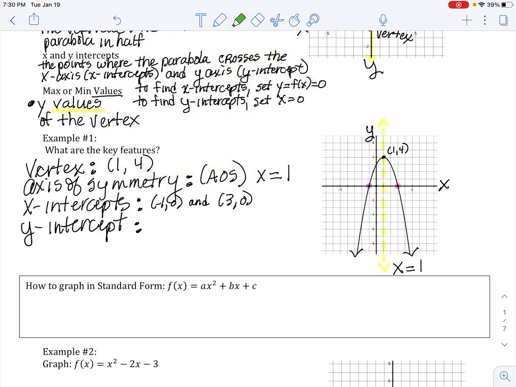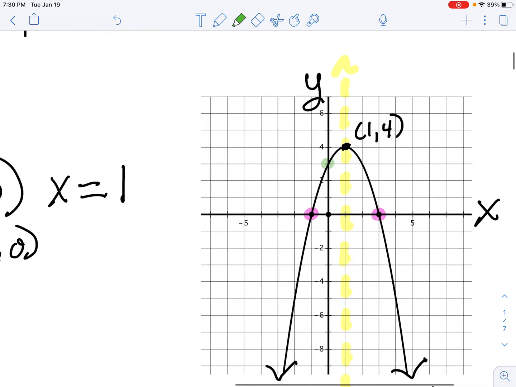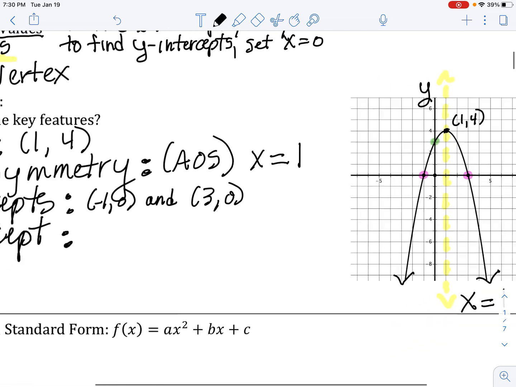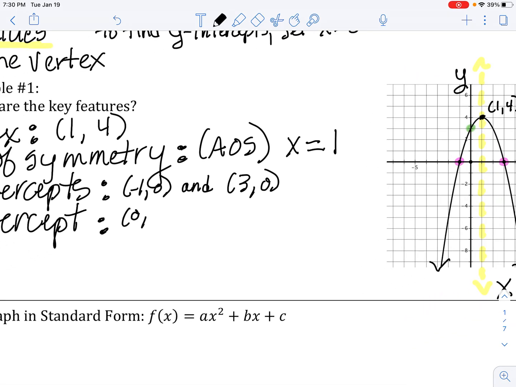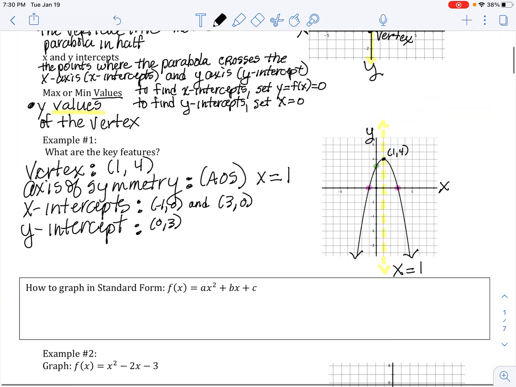So let's get a different color for that. Let's do green for the y-intercept. So I'm going to go ahead and zoom in on my graph, and I'll put a dot there at the y-intercept. And again, the location is an ordered pair. That is the point (0, 3). All right, so we did vertex, axis of symmetry, x-intercepts, y-intercepts, and then max or min values.